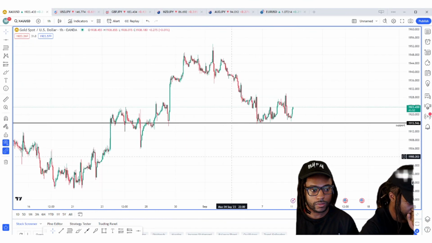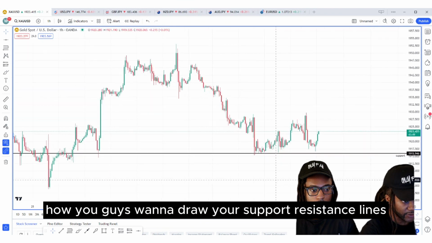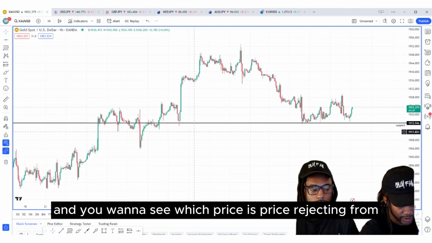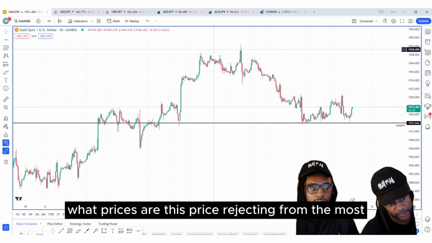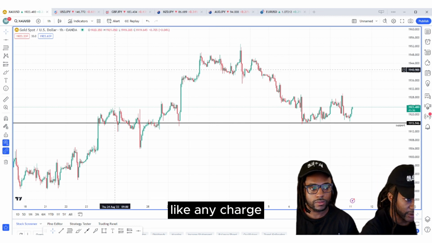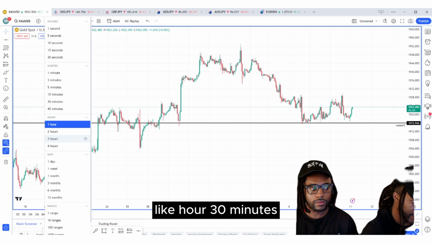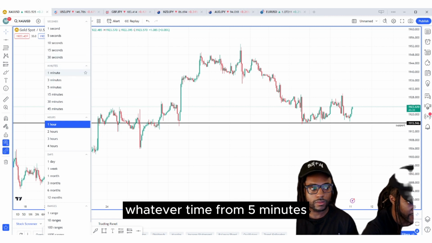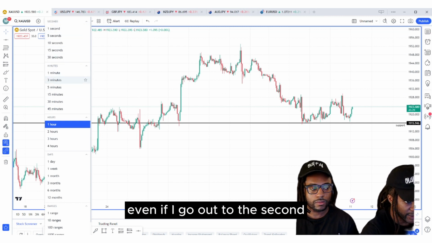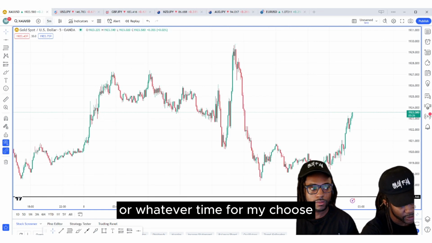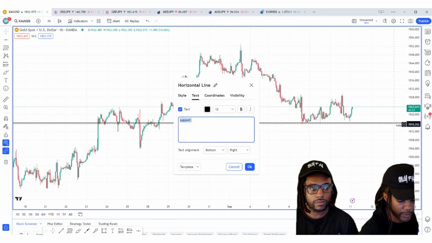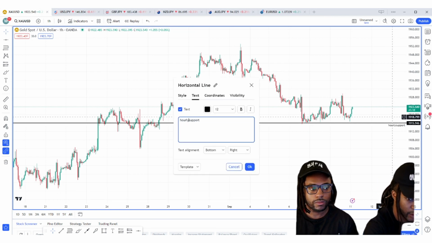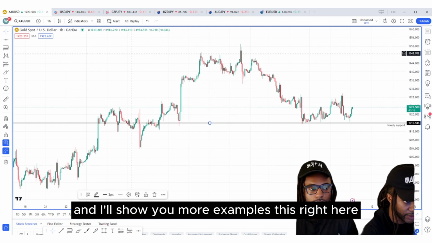And how you guys want to draw your support and resistance lines, you want to look at the chart and see which price is price rejecting from, or what prices is price rejecting from the most. Like on any chart, you can choose any time frame you like, hour, 30 minutes, 5 minutes. Even if I go down to the second or whatever time frame I choose. But that was just hour. So this would be hourly support. And I'll show you more examples.